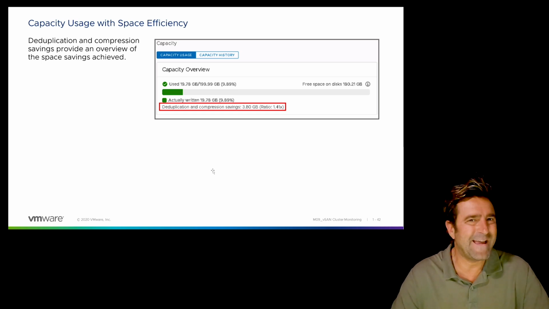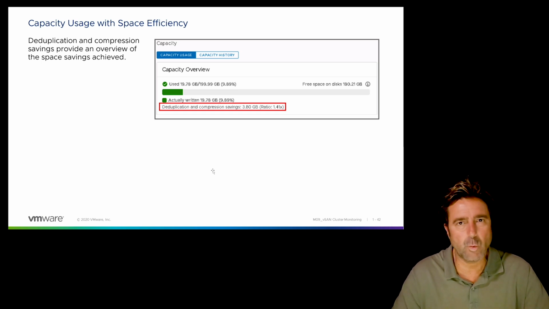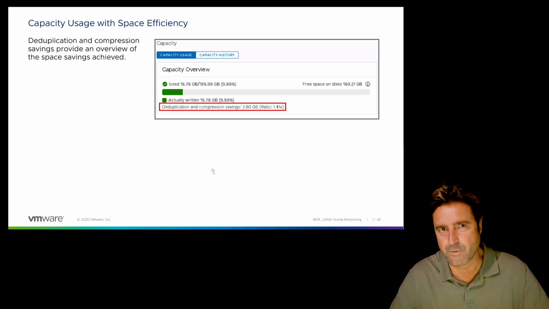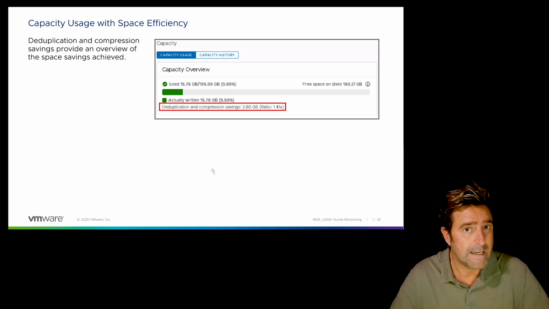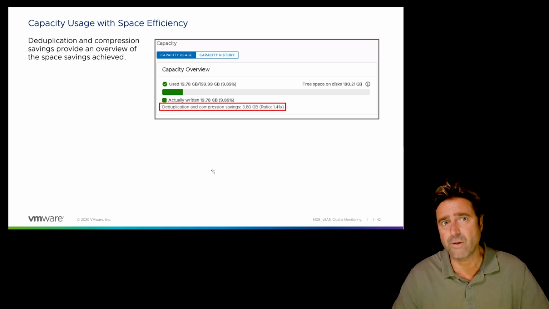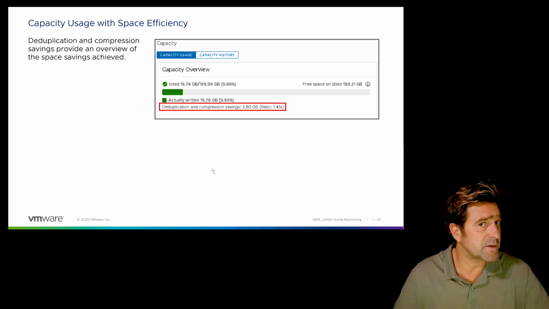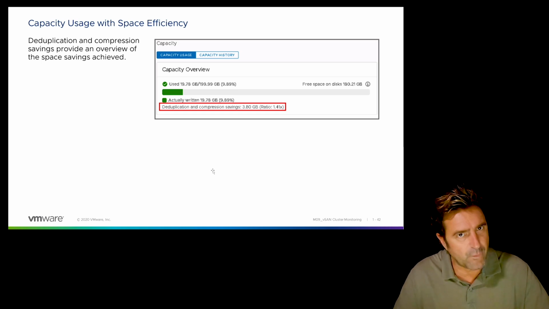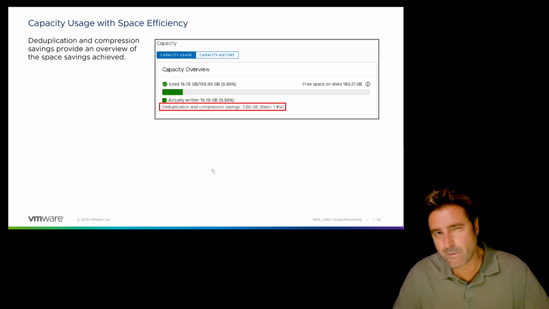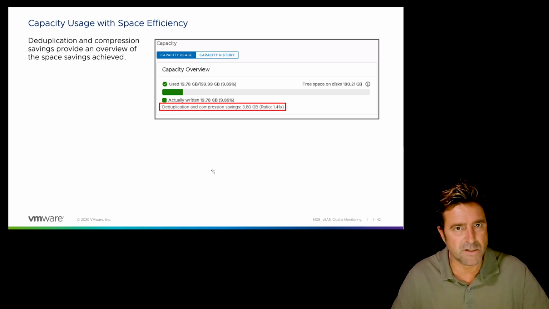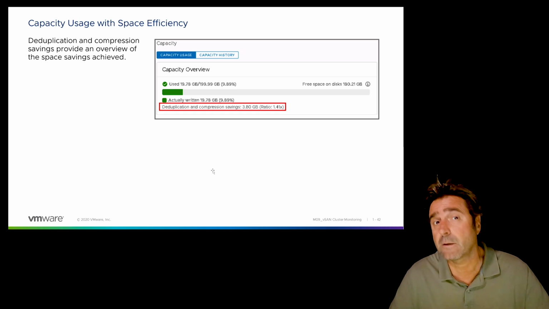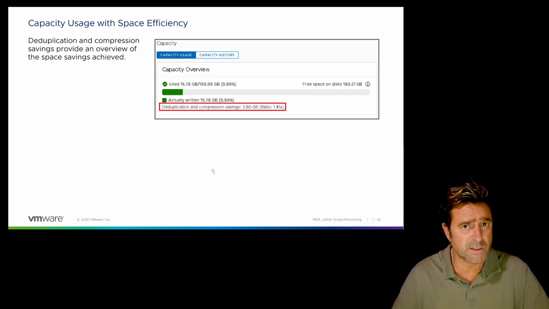If there is a disadvantage, it's the fact that you cannot remove a capacity disk from a disk group. You would have to take apart the entire disk group. That's why in 7.0 Update 1 we introduced compression only. Now with compression only, you will not save as much space compared to if you enable both. But if you lose a capacity disk, then you don't have to take apart the entire disk group. All you have to do is simply remove and replace the failed disk.